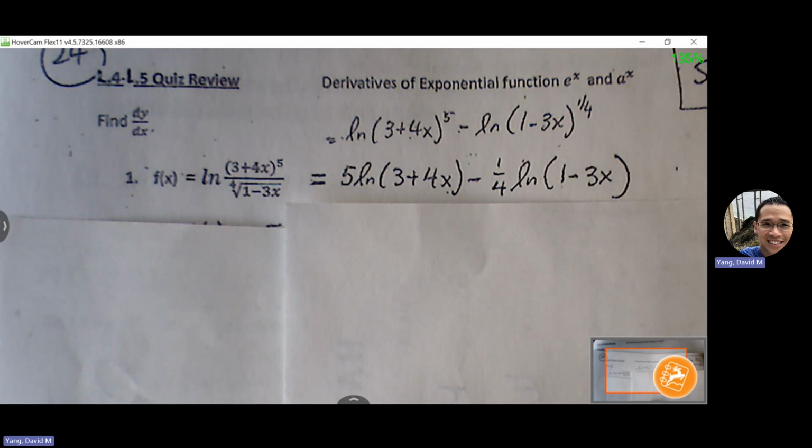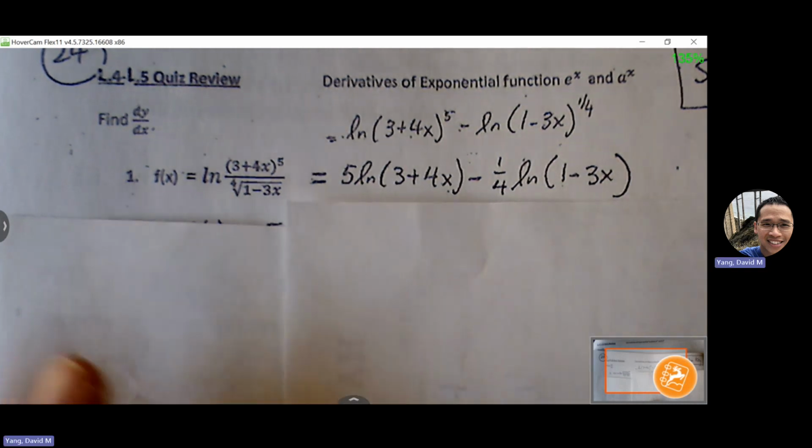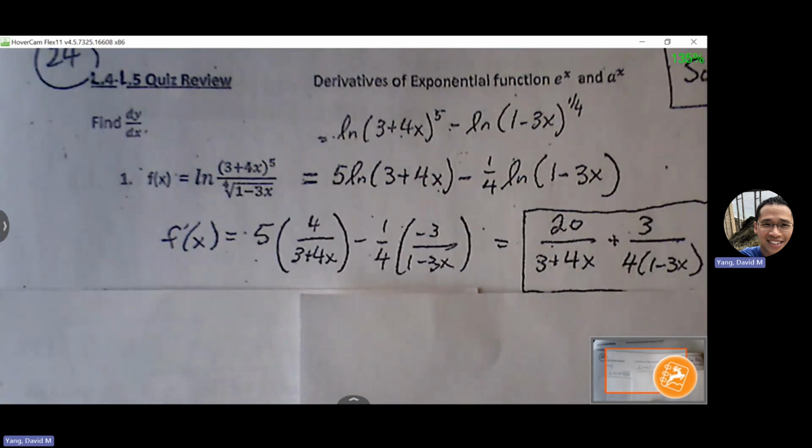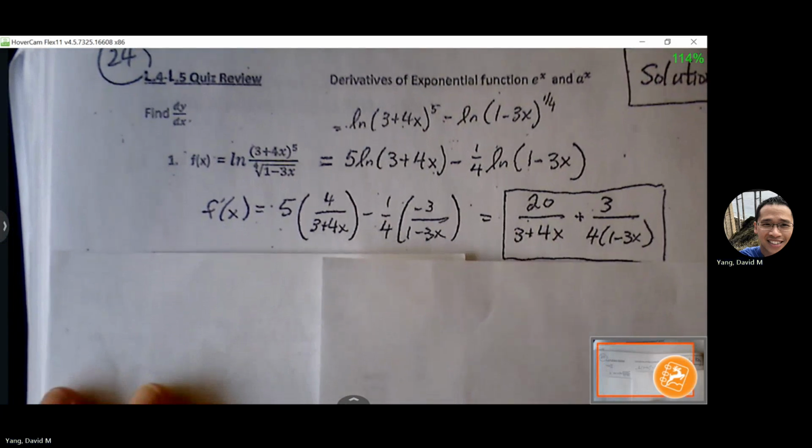Now we'll do 5 is going to stay, then u prime over u, and then the 1/4 will stay, and then u prime over u. Okay, no need to find a common denominator. You can leave your answer unsimplified or in separate denominators, but try to clean up within each individual fraction.